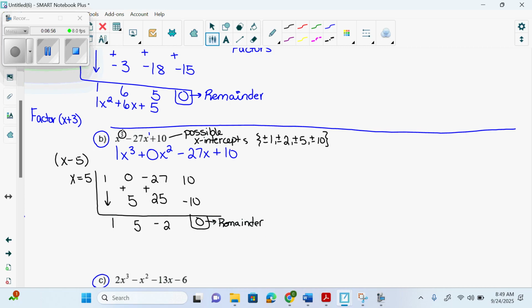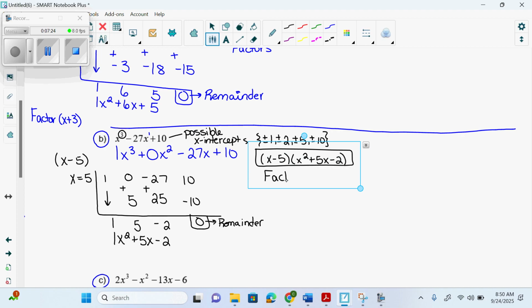So if this is x cubed, this is 1x squared plus 5x minus 2. So now I have x minus 5 and x squared plus 5x minus 2. Can I factor this? Is there anything that multiplies to be negative 2 and adds to be 5? No. So this is factors. There's a linear and a quadratic factor. Can't get any better than that because that cannot factor.